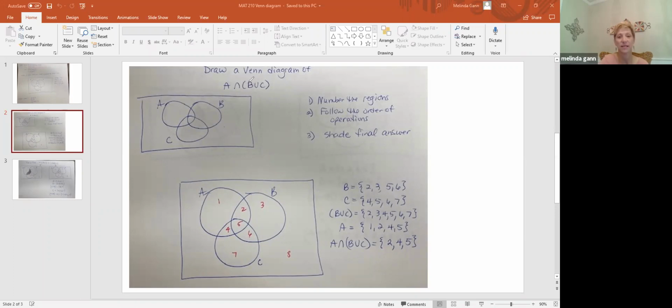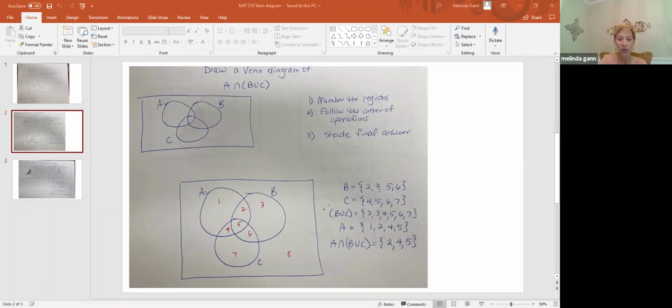Well, in my parenthesis, it says B union C. So I went and looked in B. In B, I have pieces 2, 3, 5, and 6. All right, so I listed those out. Inside of C, I had pieces or regions 4, 5, 6, and 7. And then B union C means all of it. So that would be this part number 2, this part 3, this part 4, this part 5, this part 6, this part 7. So all of that would be in B union C.